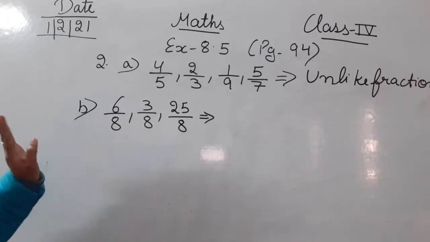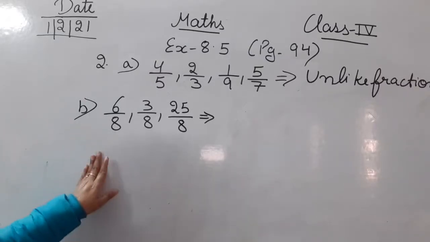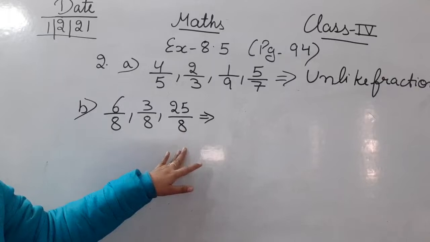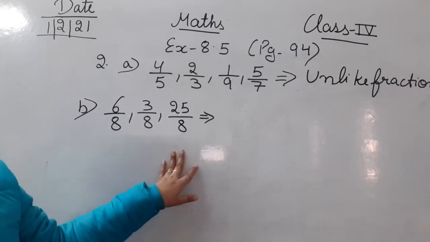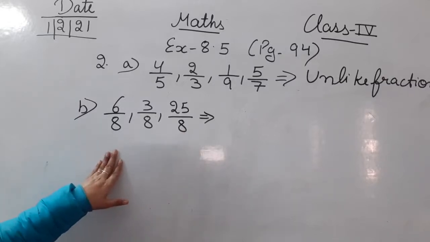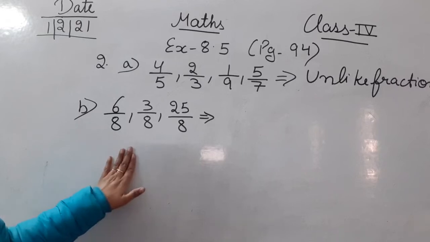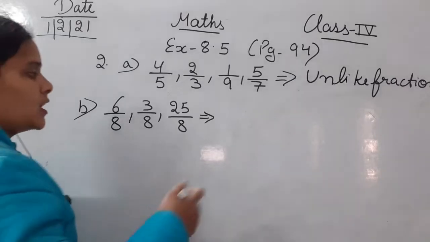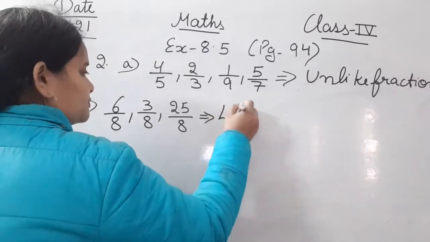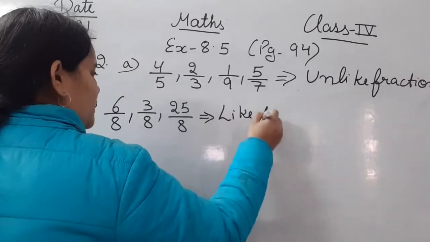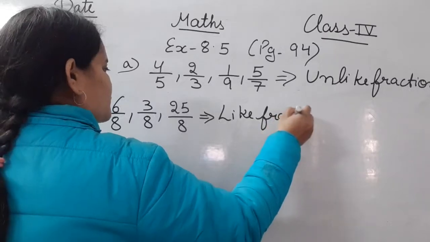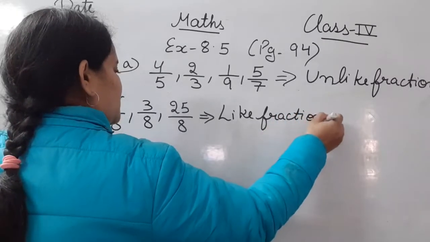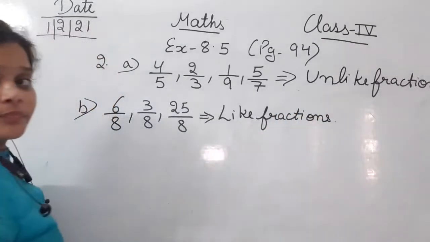तो देखिए, as you can observe, all these 3 fractions have the same denominator. ये तीनों fractions के denominator क्या है? Same. So this is a group of like fractions. Clear?